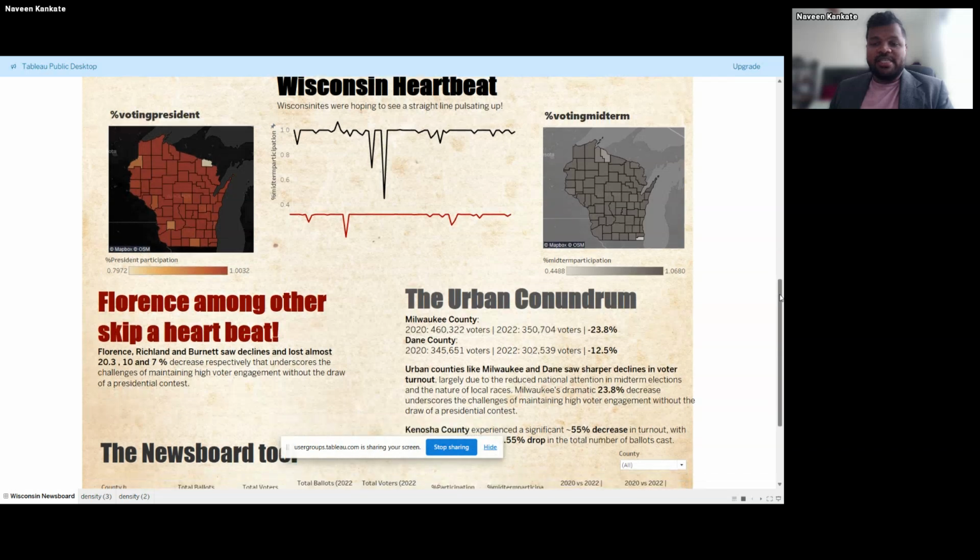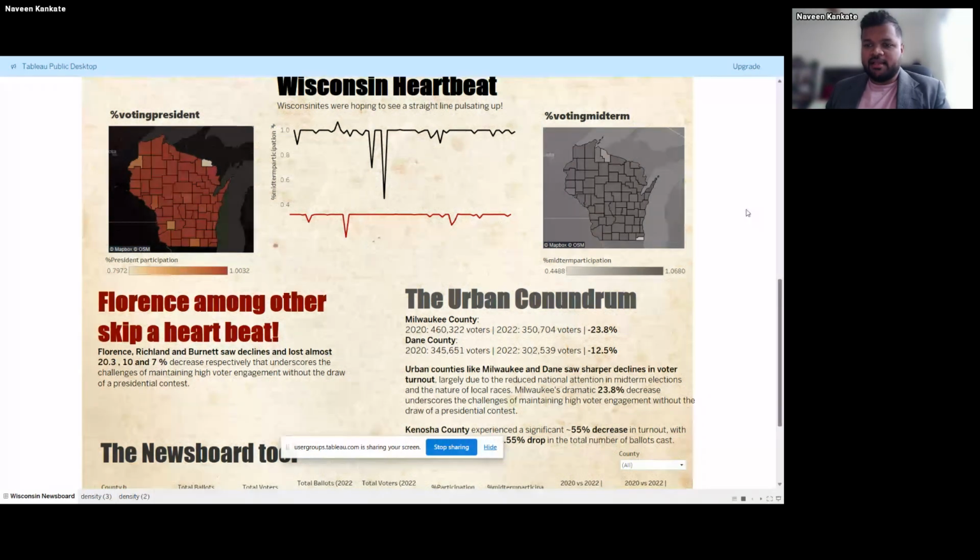The other main trend that came out from the data, another headline, was the urban conundrum. We would think that in urban areas, with the level of participation, media, all the attention that is there, along with the major companies and major political events happening, you would see a higher turnout. But the data suggested exactly the contrary. That's why we had the urban conundrum. Whether it's Milwaukee County or Dane County, you saw a lot of decline.